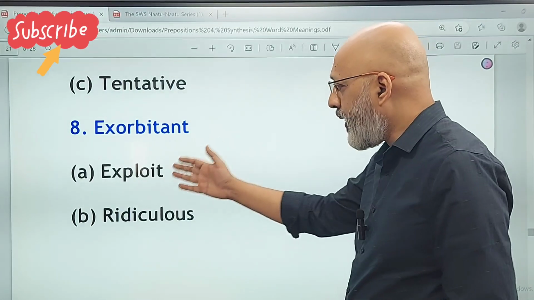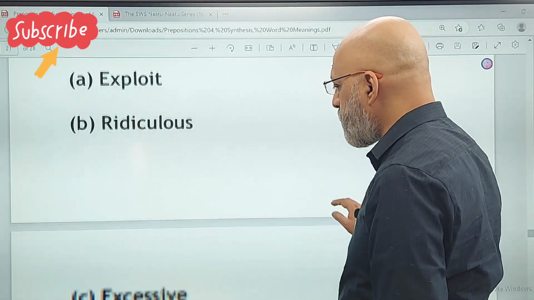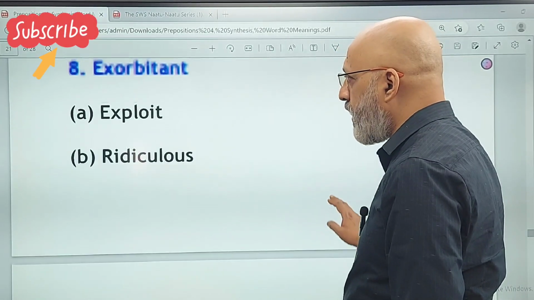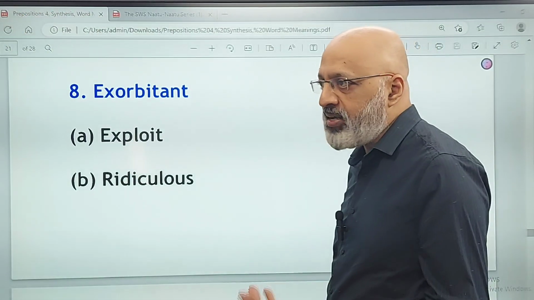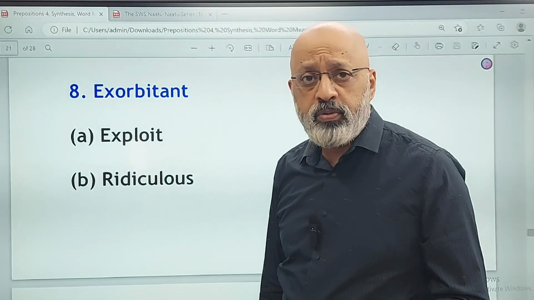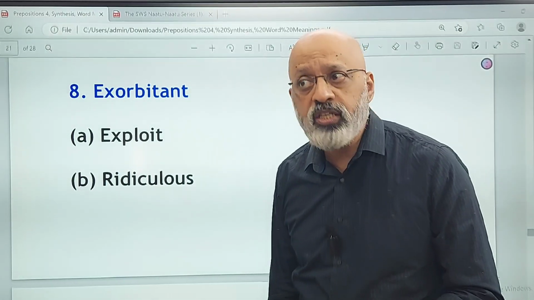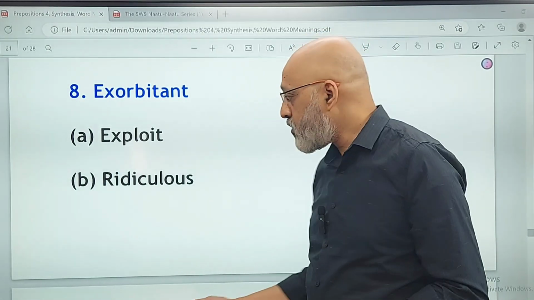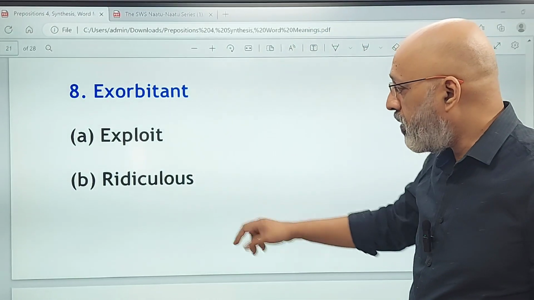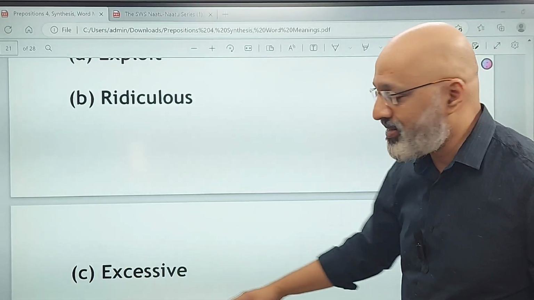Exorbitant, exploit, ridiculous or excessive. Exorbitant का मतलब है, oh, the prices of vegetables are exorbitant. You know, tomatoes are selling at 100 rupees a kg. It is really exorbitant. So exploit नहीं होगा, ridiculous नहीं होगा, it will be excessive. Okay.